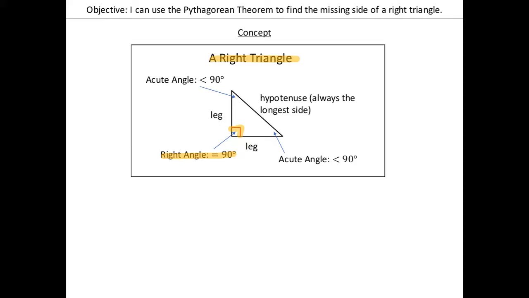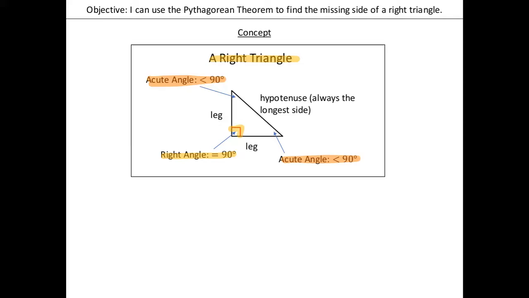And then we have the sides next to it, or the angles next to it, I should say, are the acute angles. The acute angles right here are the other two angles. Together, the three angles have to add up to 180 degrees. So because this is 90 degrees, these two together have to add up to 90, which means they have to be acute. They both have to be less than 90, okay?